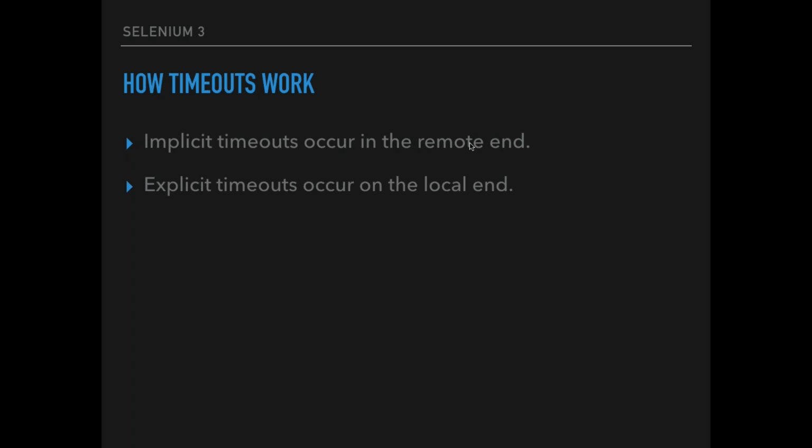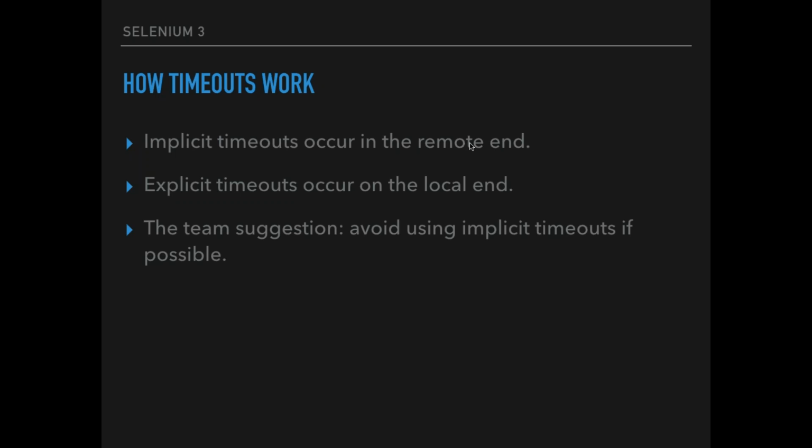The other kind of timeout, which is implemented using WebDriver wait or similar classes, is an explicit timeout. And they occur in what we call the local end, that is within your test. Now, what isn't clear sometimes is the interaction of these two. So explicit timeouts also allow you to wait for elements, but the way they're written is they're a bit more flexible, so you can wait in far more sophisticated conditions.